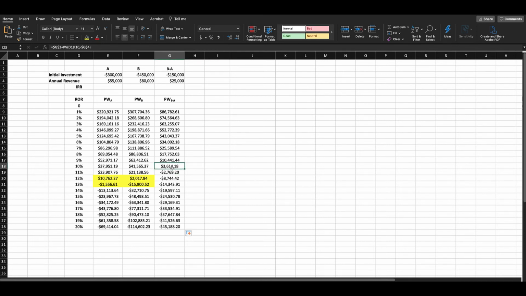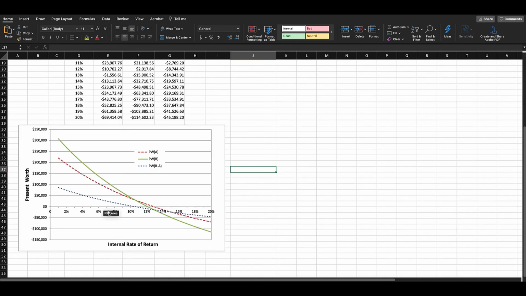Now, here I have the present worth of B minus A calculated, and we can see that the internal rate of return for that cash flow for the incremental investment is between 10 to 11%. If you graph present worth on the y-axis and the interest rate on the x-axis, you're going to get this graph here. And what we see here is the interest rate on the x-axis, present worth on the y-axis, and when these lines intersect with 0, meaning that present worth is at 0, that is the internal rate of return for those alternatives.